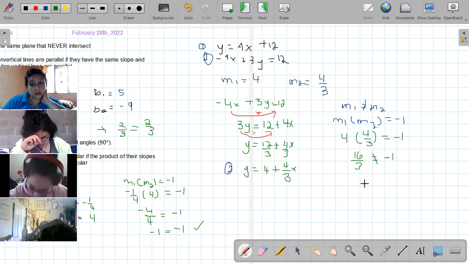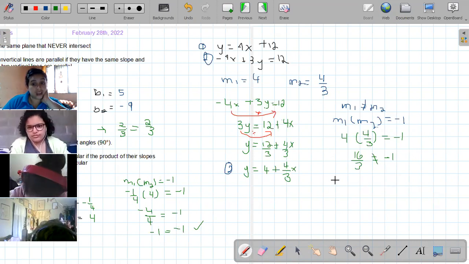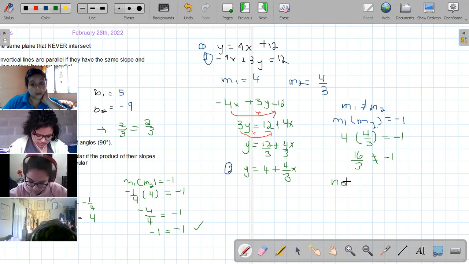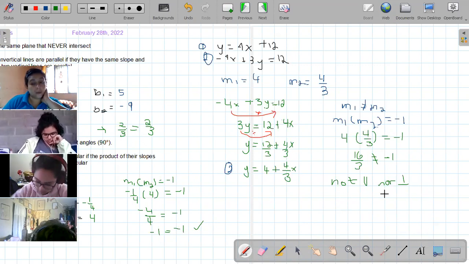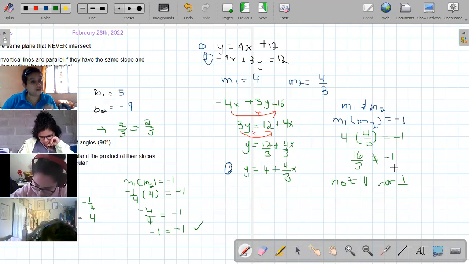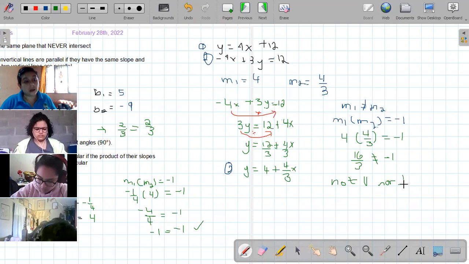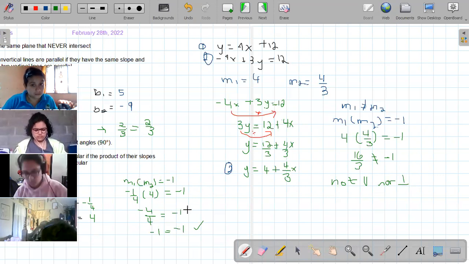So what does it mean? That they're neither parallel nor perpendicular. Okay, that's what it means, that they are both not parallel nor perpendicular. So they're neither. Sometimes that should be true, okay, because they intersect at a different point, not in a point where they are going to have a 90-degree angle.